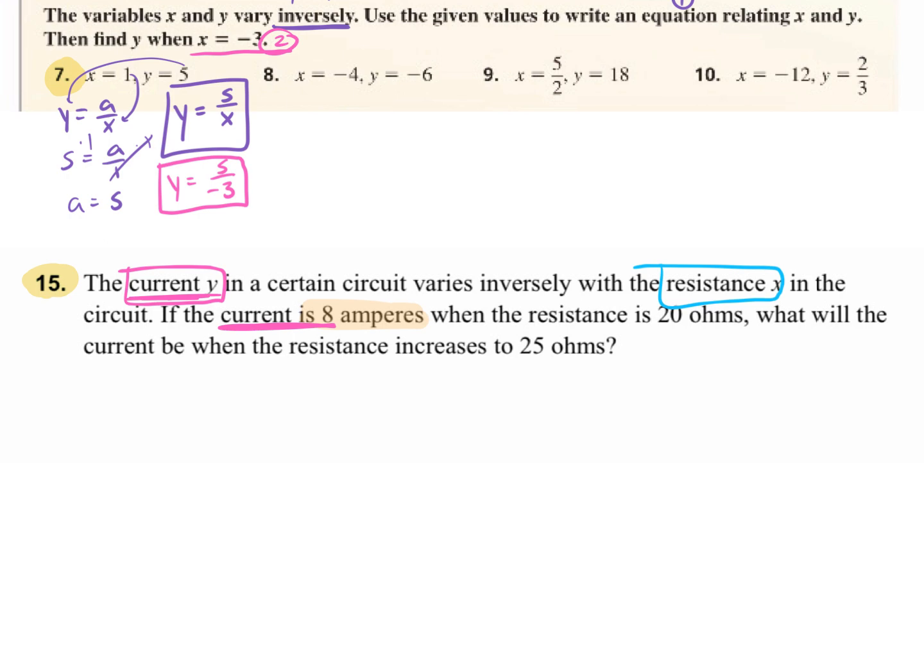So it says that it varies inversely. We use y is equal to a over x. 8 is going to be y, because we said it has current. And then let's read the rest. It says the resistance is 20 ohms. 20 would be what? X, because it says resistance is. The resistance is x, so 20 would be x. So we're going to plug in 8 into y. So y is equal to a over, and 20 goes into x.